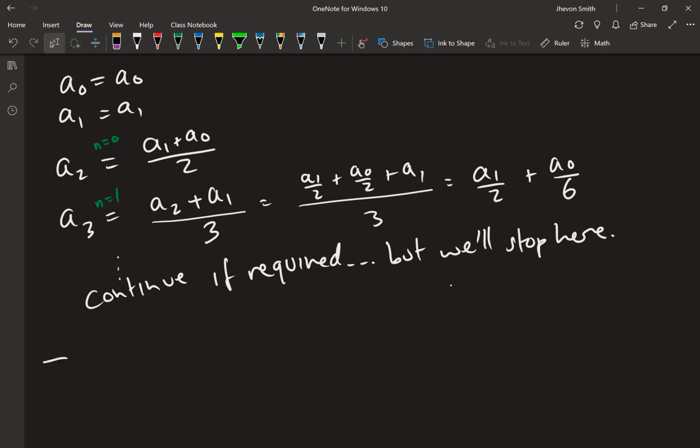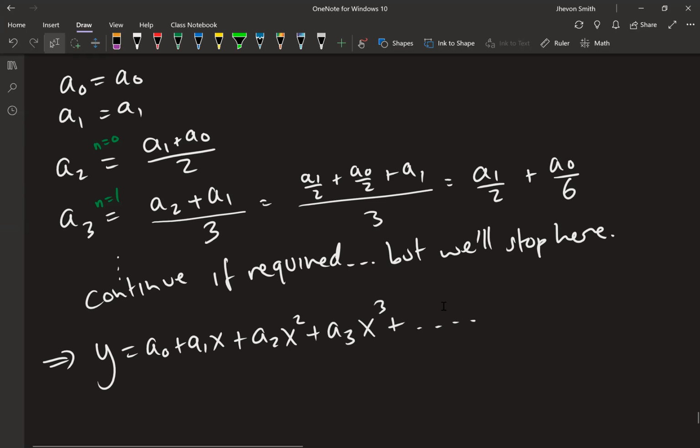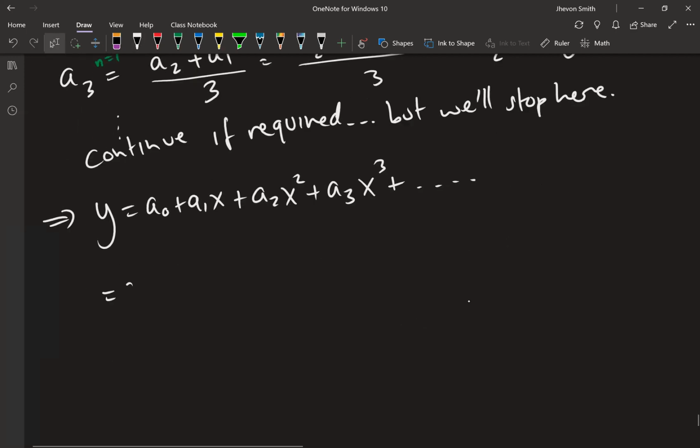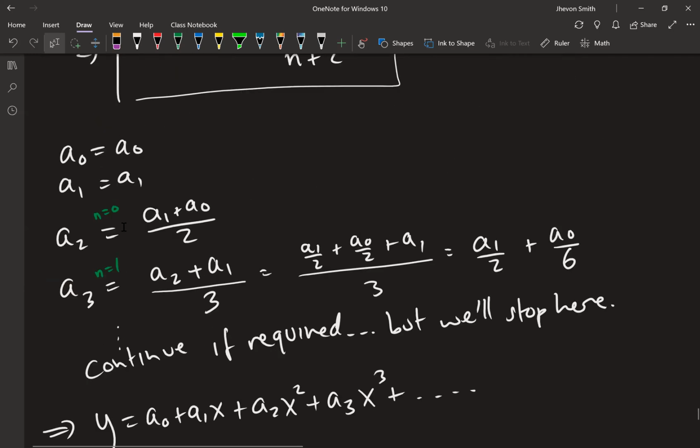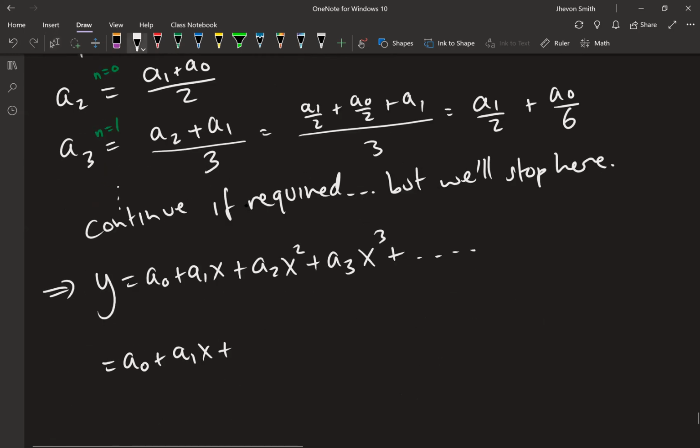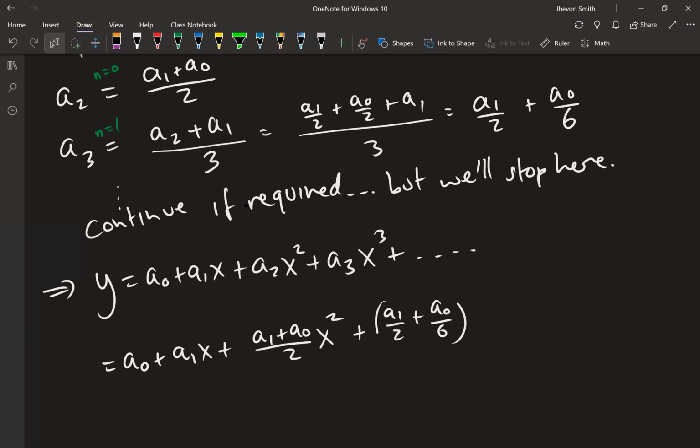And now you can actually write it out. This means your y equals a0 plus a1 x plus a2 x squared plus a3 x cubed plus and so on. And so now let's actually start plugging those guys in. So we have a0 plus a1 x plus our a2, which is a1 plus a0 over 2, times x squared. Our a3 is a1 over 2 plus a0 over 6, x cubed plus and so on.